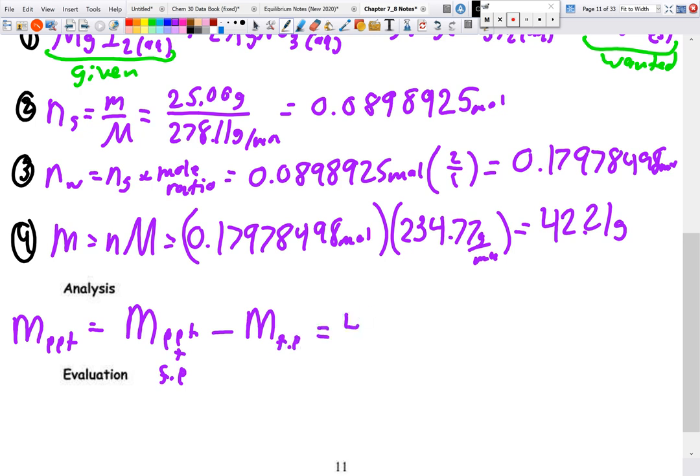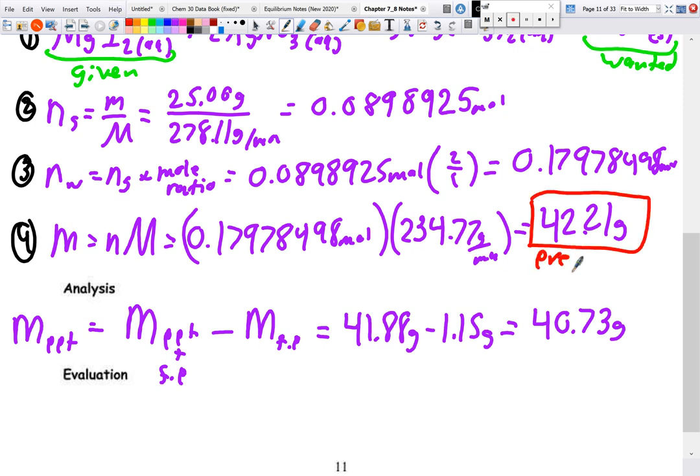So that means we take our 41.88 grams from the question, subtract our 1.15 grams, and we're left with 40.73 grams. So just highlighting, remember this is our predicted, and this is our experimental, because reading the question, this is what we actually get.